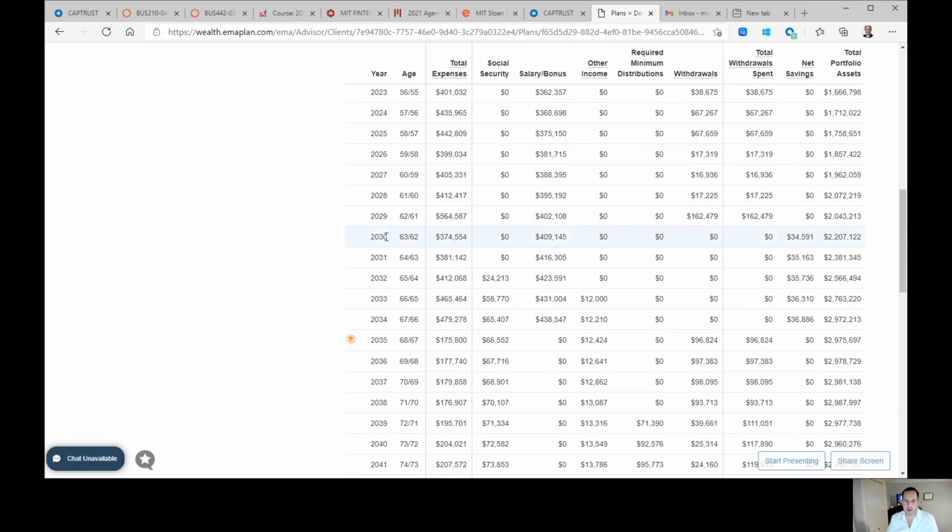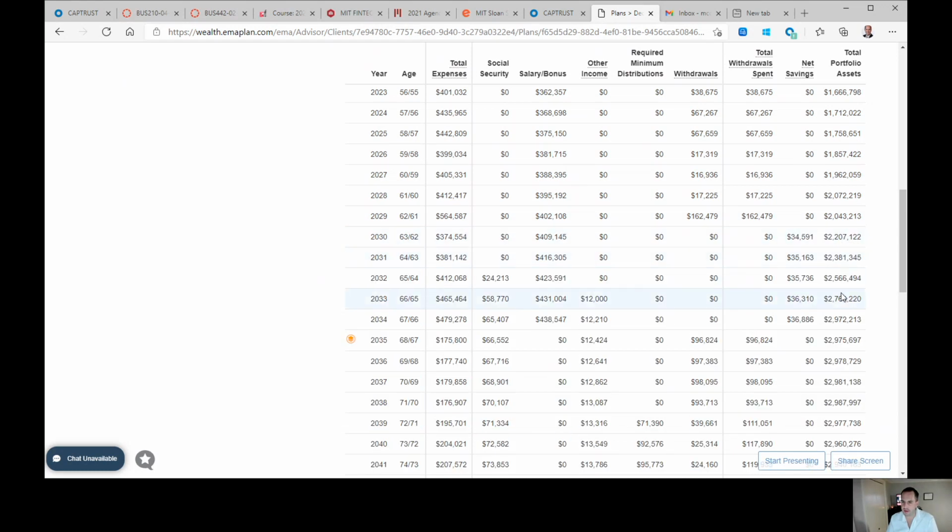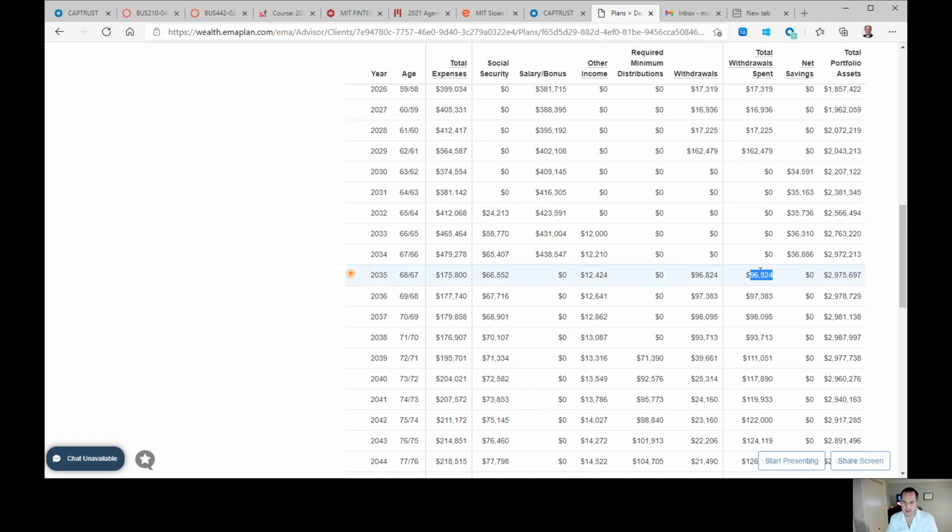Then, you see here in 2030, tuition payments are over. They're in savings mode again, right? So they have a few more years where they can save. And then 2035, stops working. He's 68, she's 67, and they need to withdraw about 100 grand in addition to the Social Security that they're receiving to cover their taxes and everything else.